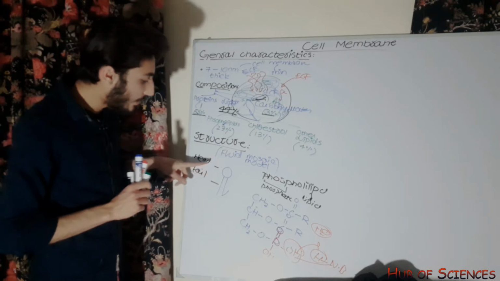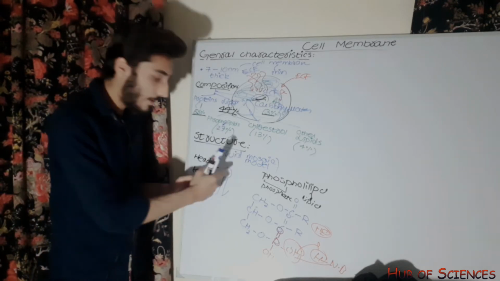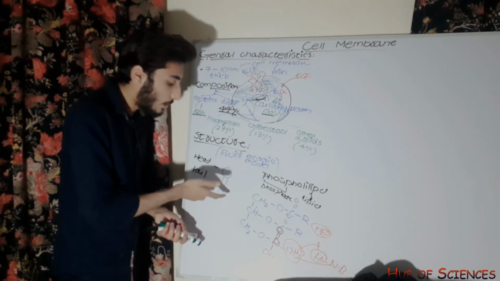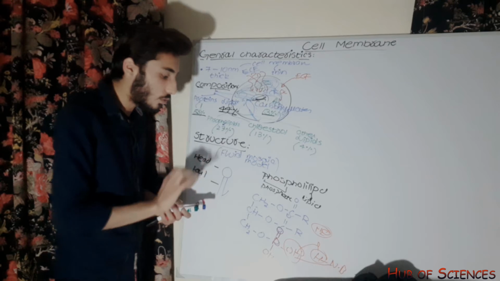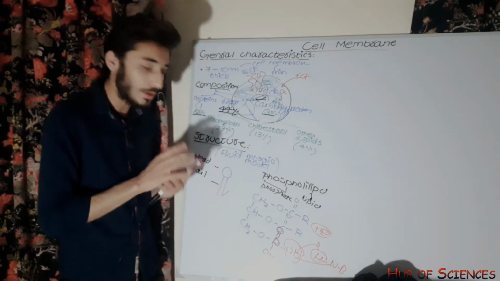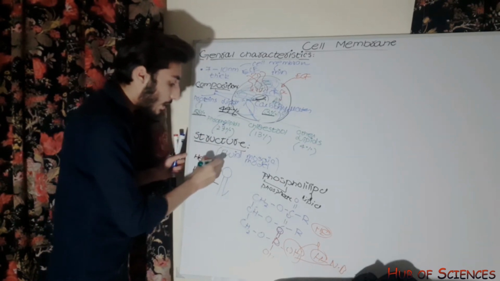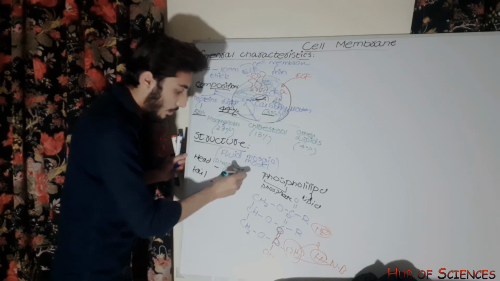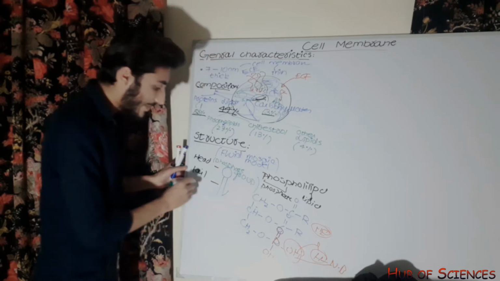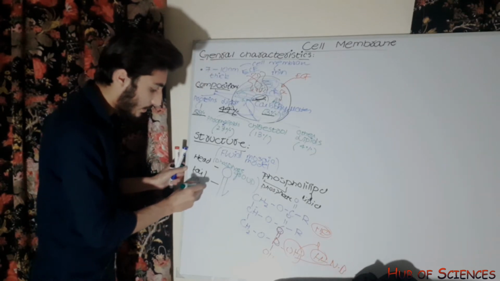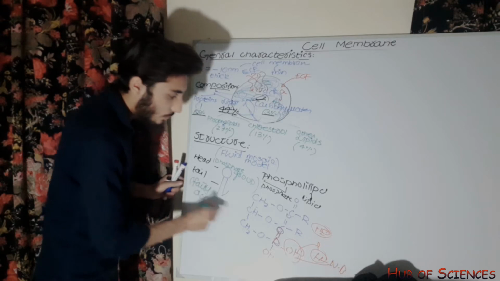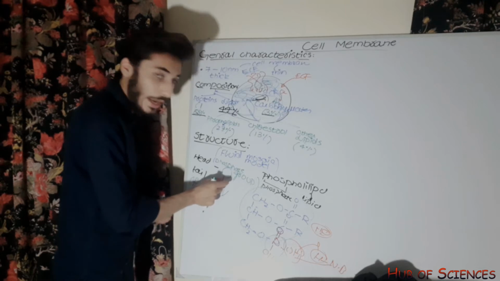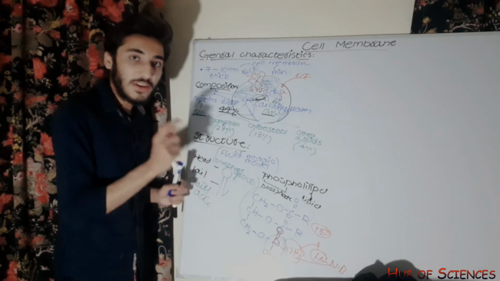So I told you that the phospholipid molecule consists of the head and the tail. Which portion of the phospholipid, head or tail, contains the phosphate group and which portion contains the rest of the lipid? So this head contains the phosphate group, while this tail contains the fatty acid. The rest is the fatty acid. This is the phosphate group. This head contains the phosphate group and these tails contain the fatty acid.